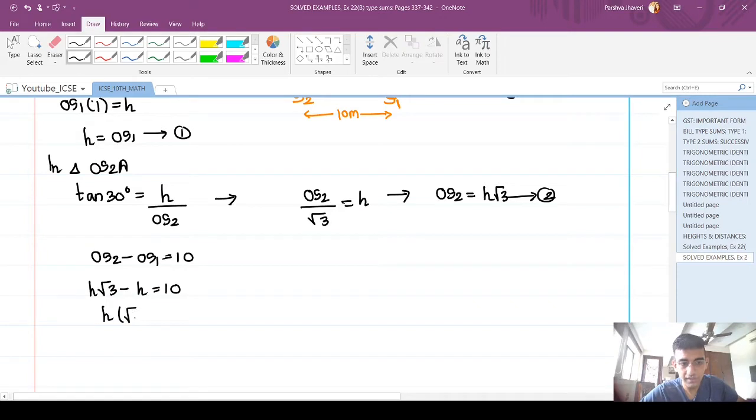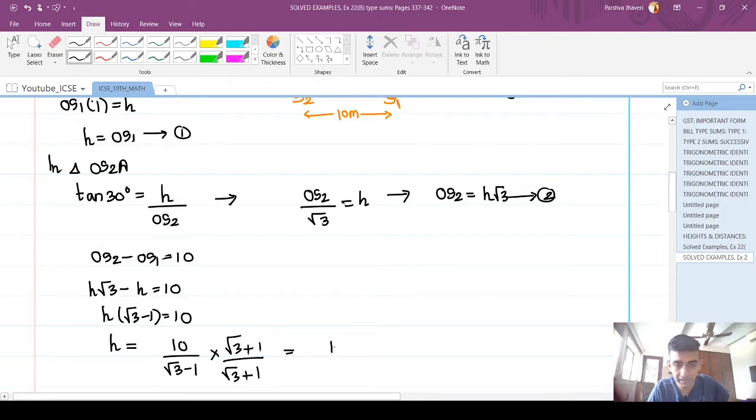H into root 3 minus 1 is equal to 10. H will be nothing but 10 upon root 3 minus 1. We can rationalize this by multiplying by root 3 plus 1 upon root 3 plus 1, basically the conjugate of the denominator. So 10 into root 3 plus 1, and in the bottom, a plus b into a minus b is a square minus b square. So that will be 3 minus 1, which will give us 2.